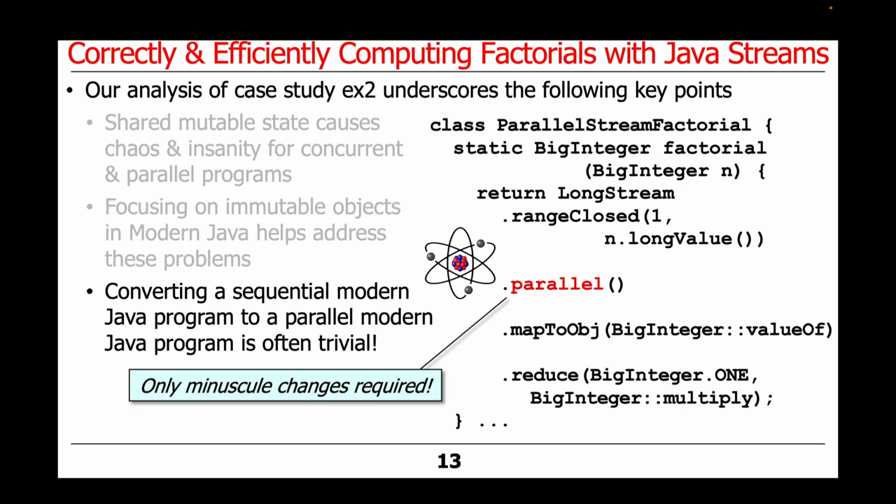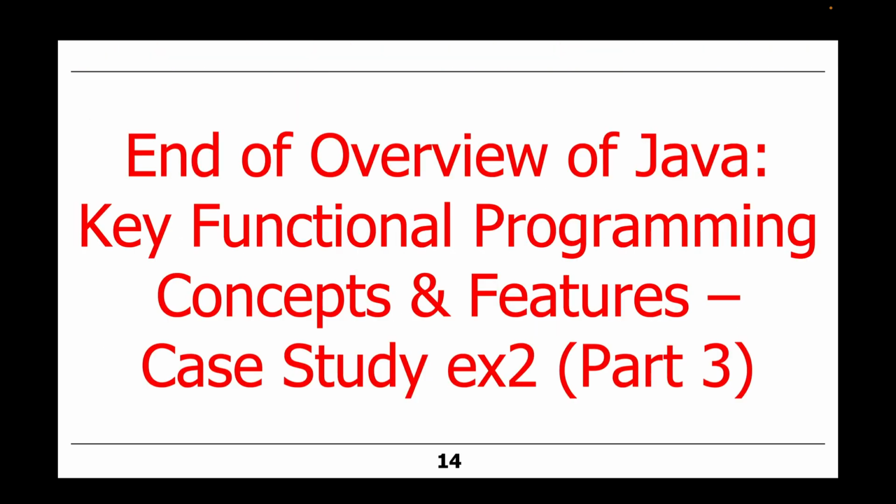Also, converting a sequential modern Java program to a parallel modern Java program is often quite trivial. In particular, all we needed to do to convert the sequential stream factorial to the parallel stream factorial implementation was to add the parallel operation, which was a very minuscule change indeed. So that wraps up the third and final part of our analysis of case study ex2.